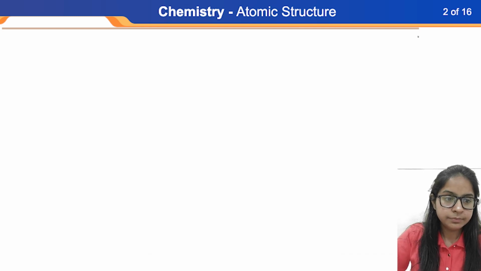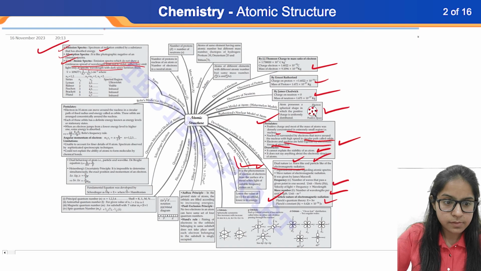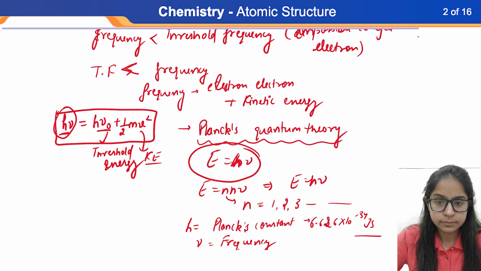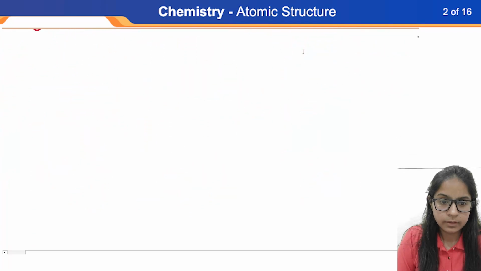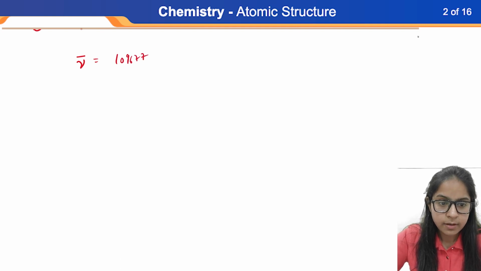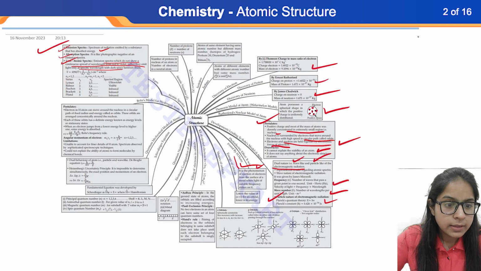Now the next one is Balmer. Now I am going to explain the wave number by this: 109677 times 1 by n1 square minus 1 by n2 square. These are the energy levels. n1 can be 1, 2, 3, 4, and n2 can be n1 plus 1, n1 plus 2. So if n1 is 1, n2 is 2, 3, 4, 5, anything.